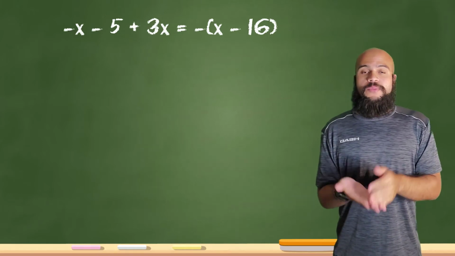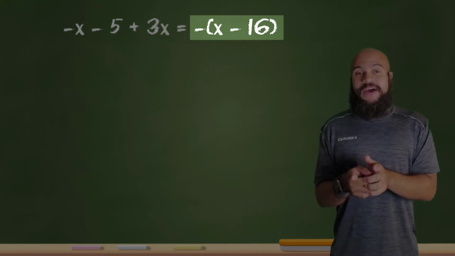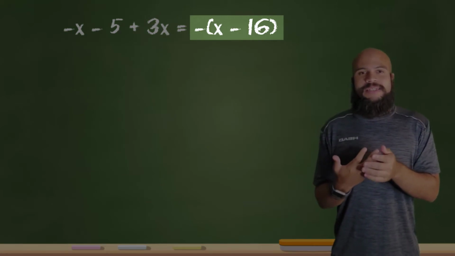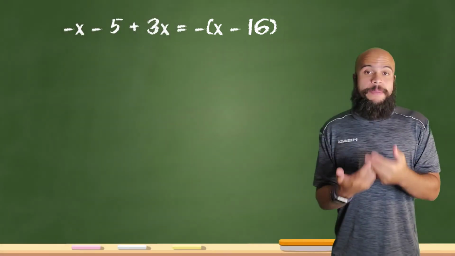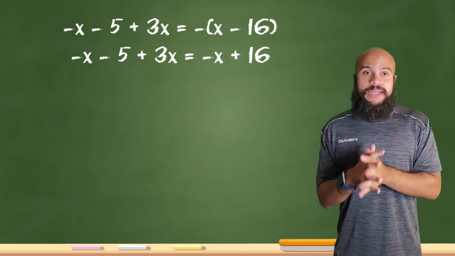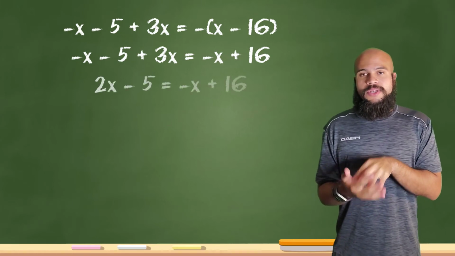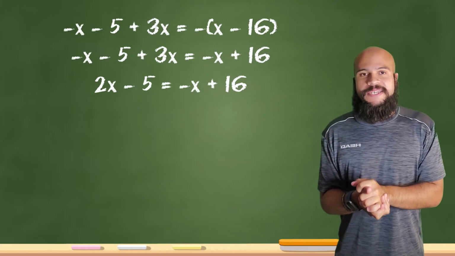I am going to start with D, distribution. Distributing the negative sign is the same as distributing a -1, which all that does is simply change the sign of each term inside of the parentheses to their opposites. So now that I have handled distribution, I can move on to combining like terms. -x and 3x combine to make 2x. So now my equation reads 2x minus 5 equals -x plus 16.